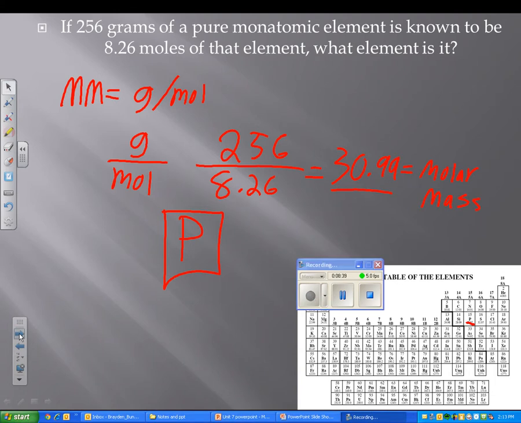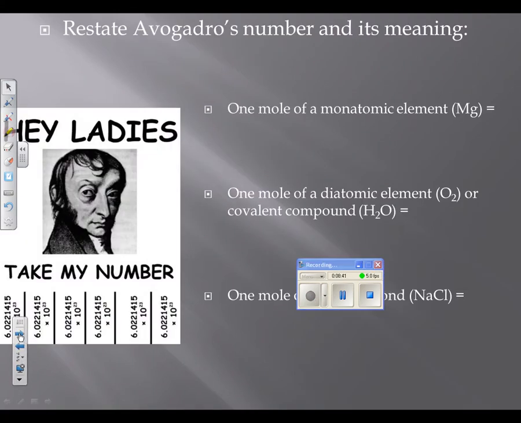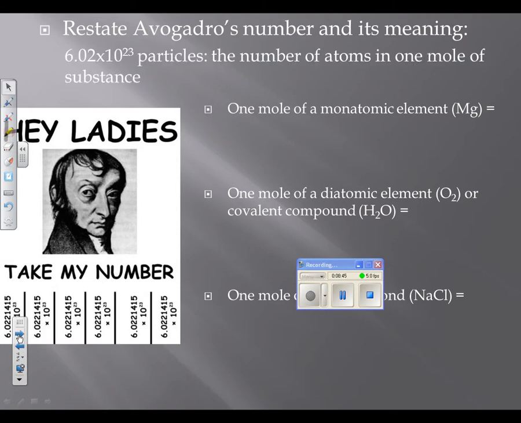All right, since we talked about Avogadro's number, now it's time to use that. So let's restate the meaning. Avogadro's number is 6.02 times 10 to the 23rd particles. Remember, it's the number of atoms in 1 mole of a substance. Also the number of molecules, number of formula units. You'll get used to it.